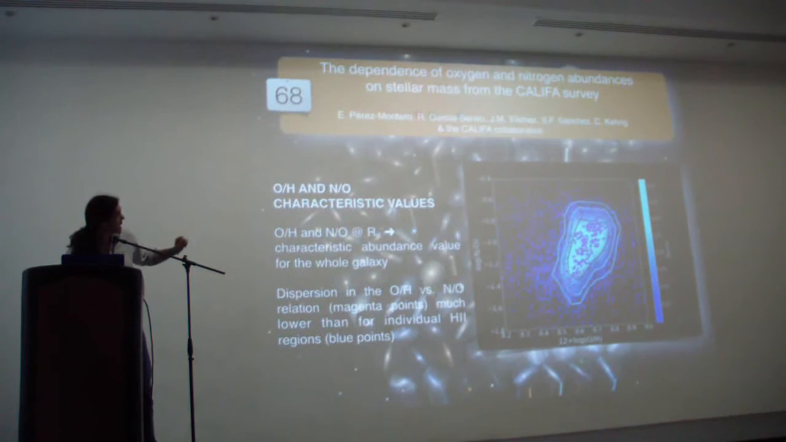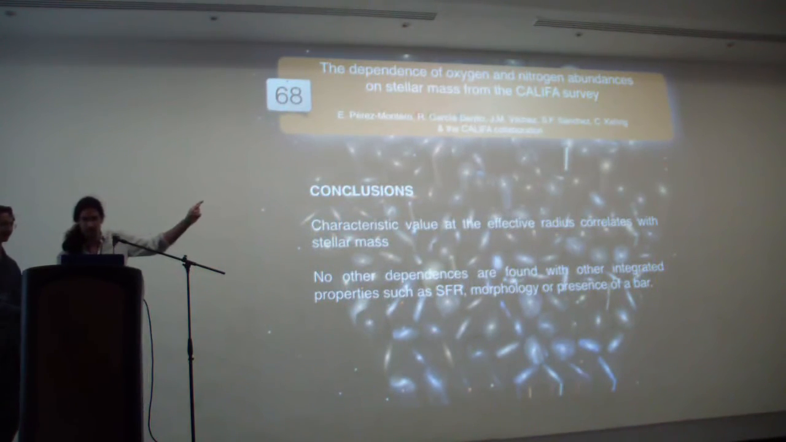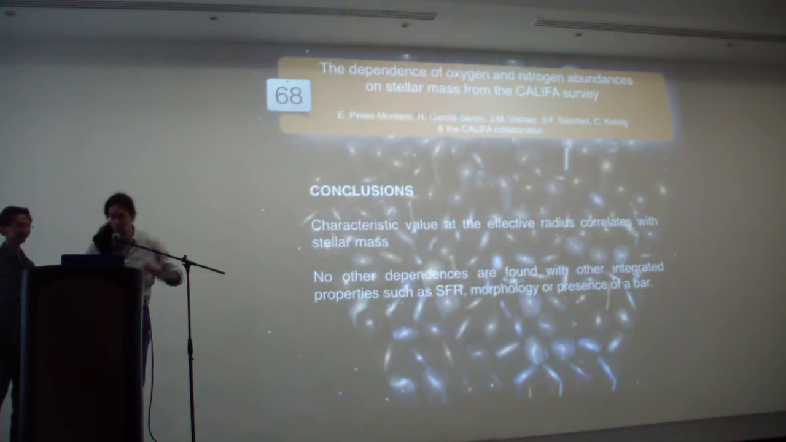We find as well a characteristic value at the effective radius for the analysis of the gradients. You see that the dispersion is much lower for this characteristic value, and as well that the dynamic range in N/O is wider, so you can get more precise abundances in N/O. And just to say that we find correlations with stellar mass and no other properties.